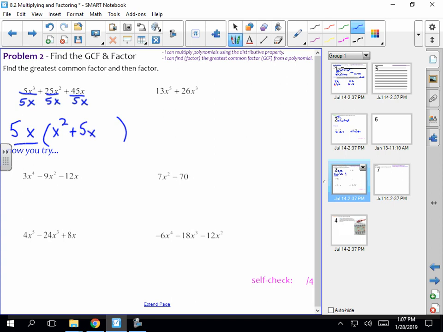5x, good. And then 45x divided by 5x is just 9, yeah. And once again, you can check by distributing. So 5x times x squared is 5x cubed. 5x times 5x is 25x squared. 5x times 9 is 45x.